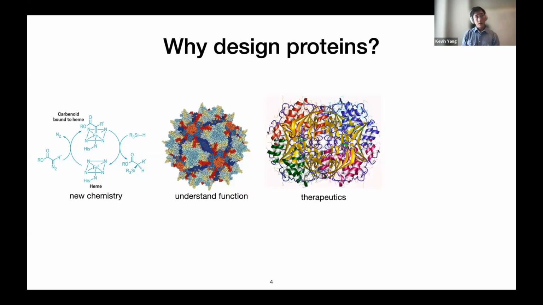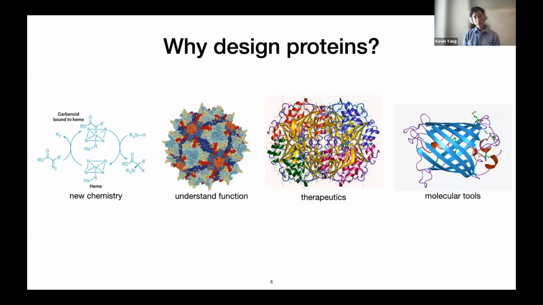Sometimes we can use a protein directly as a therapeutic. The most common ones nowadays are antibodies, but we can also use things like enzymes. This is an asparaginase enzyme, which breaks down the amino acid asparagine. Turns out that some cancer cells can't make their own asparagine. So if you break down the asparagine in this tumor environment, it kills off cancer cells faster than it kills their healthy cells. We also use proteins as molecular tools.